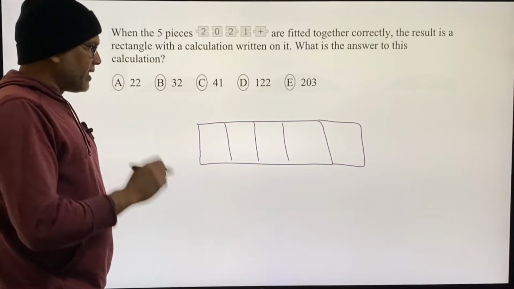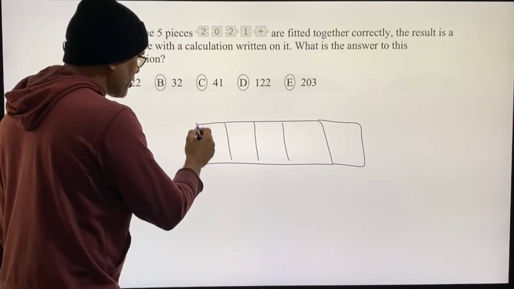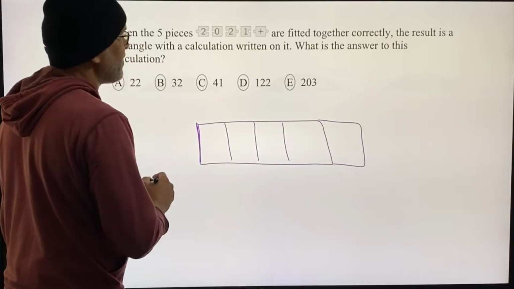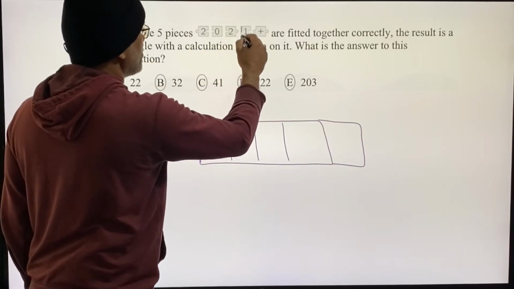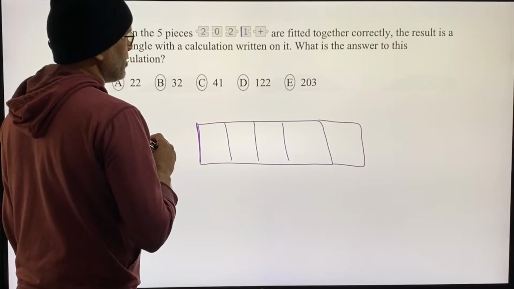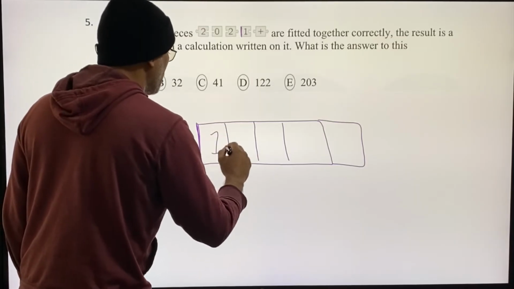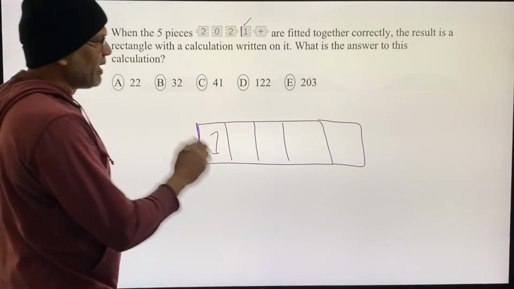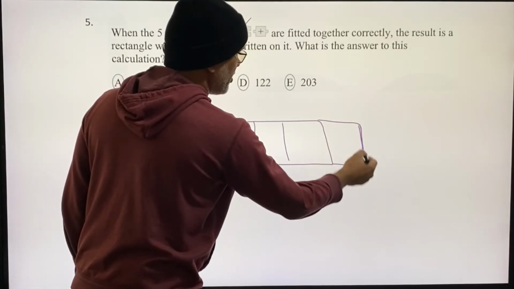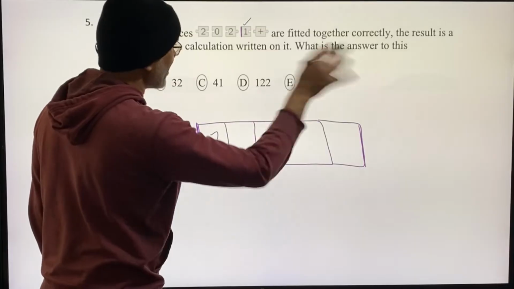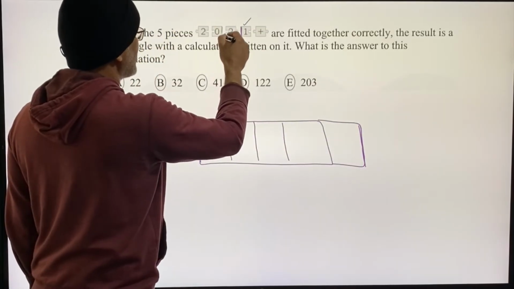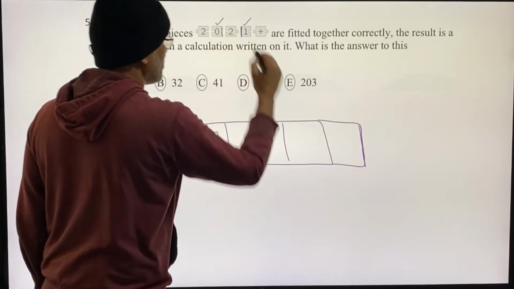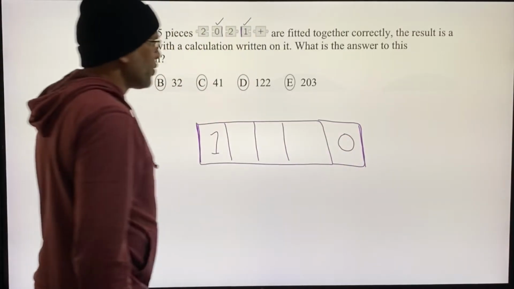First thing to note is that whatever piece goes here must have the left edge flat, right? Then 1 has that left edge flat, so 1 must go here. So 1 is done. All right. Similarly, whichever piece goes here at the end must have the right edge flat, and 0 has that right edge flat. So then 0 must go there.